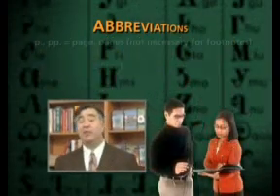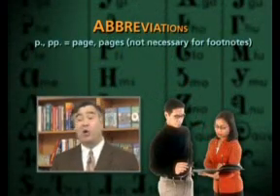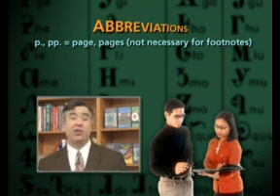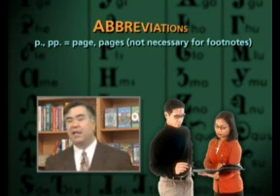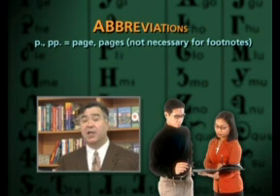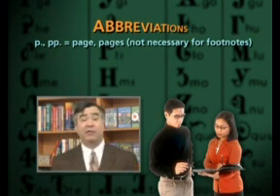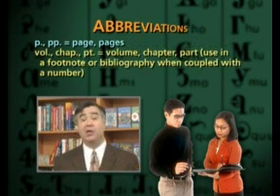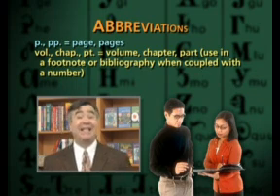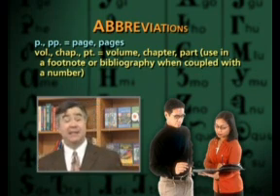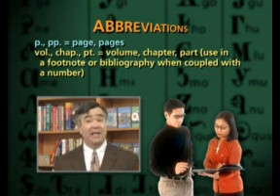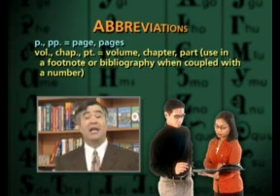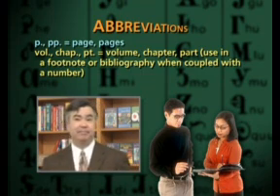Now, as we've noted, the abbreviation P or PP for page or pages is not necessary in a footnote. You can simply list the page or pages that you're referring to and everyone will understand that those are pages. Now, what about other abbreviations for parts of a book? You can use these in your footnote or your bibliography, but only when they are coupled with a number. So, for example, in a footnote, you might write VOL 2, meaning volume 2, CHAP 10, meaning chapter 10, or PT 6, meaning part 6. But you wouldn't write, even in a footnote, "also see the next chap of the same book." Instead, you have to write out the word chapter because it's not linked with a number.